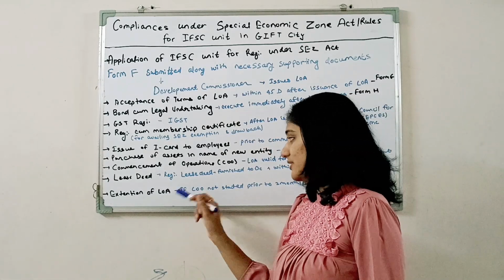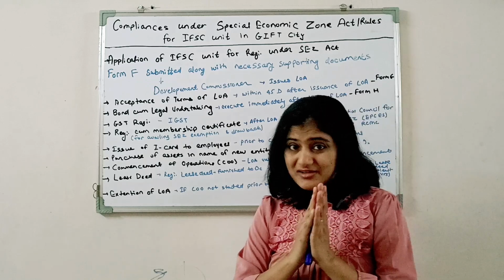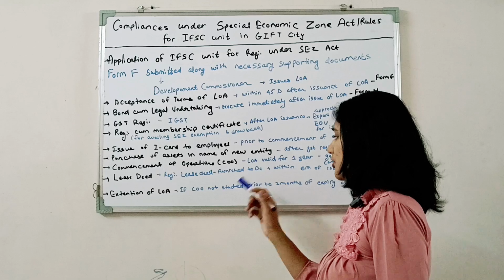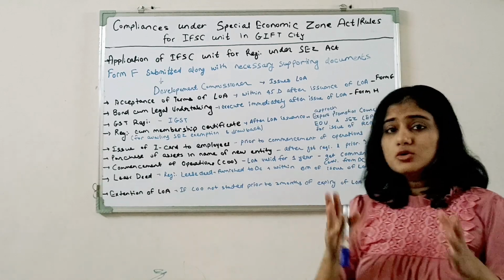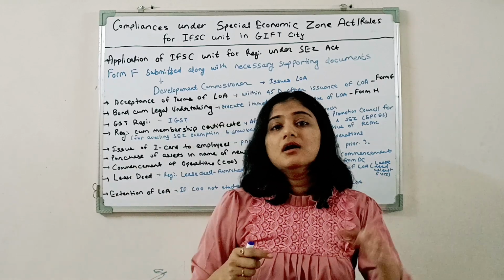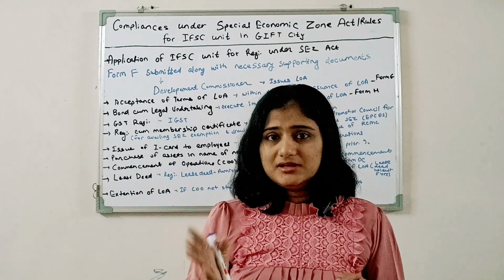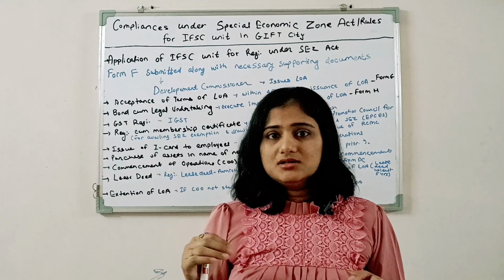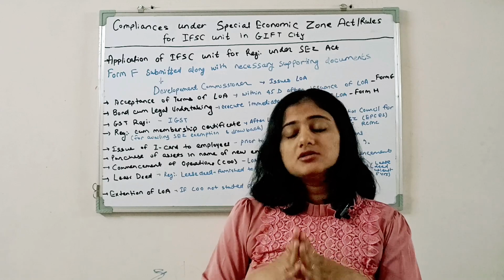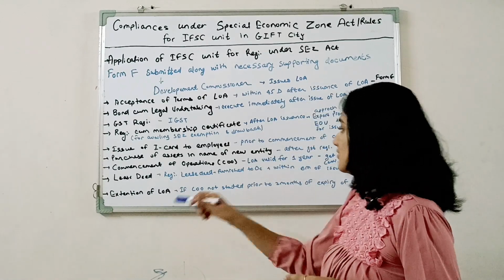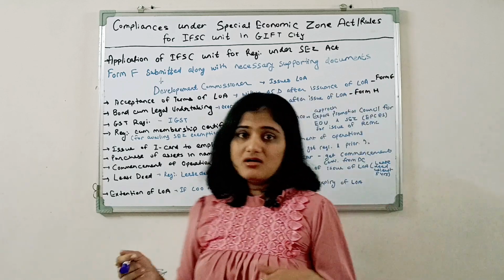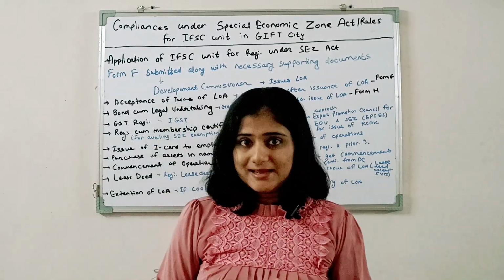Next, extension of LOA. If the commencement of operation has not started, then prior to 2 months of the ending of the validity of the LOA, that is, if the validity is expiring on say 31st March, then prior to 2 months, that is 1st January, you have to apply for the extension of LOA with the Development Commissioner, giving the reasons for asking for the extension.